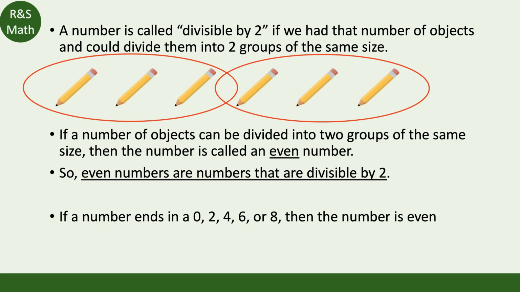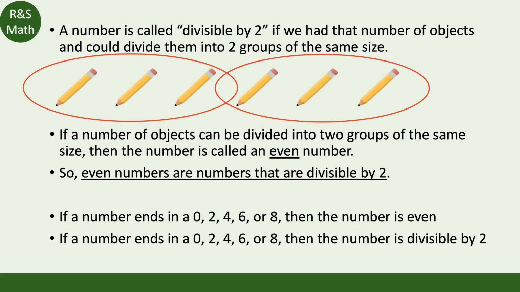It is very easy to tell whether a number is even or odd just by taking a look at the last digit. If the last digit is a 0, 2, 4, 6, or 8, then the number is an even number. If the number ends in anything else, it is an odd number. So, to tell whether a number is divisible by 2, look at the last digit. If the last digit is a 0, 2, 4, 6, or 8, then the number is divisible by 2. If the number ends in anything else, the number is not divisible by 2.